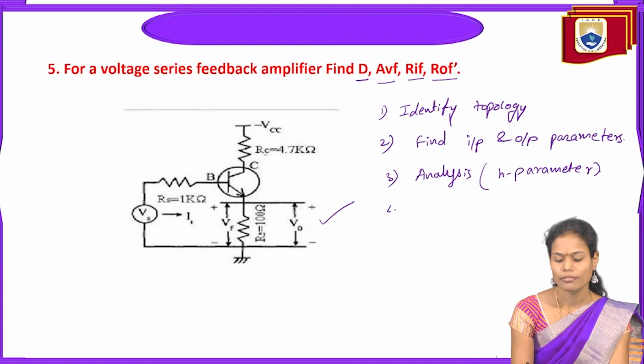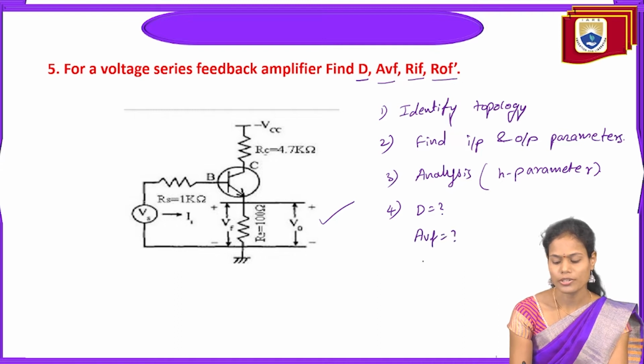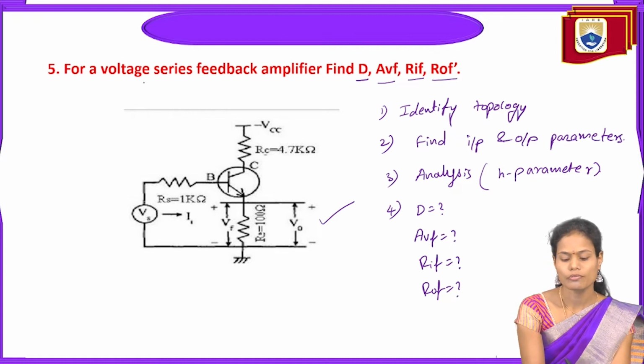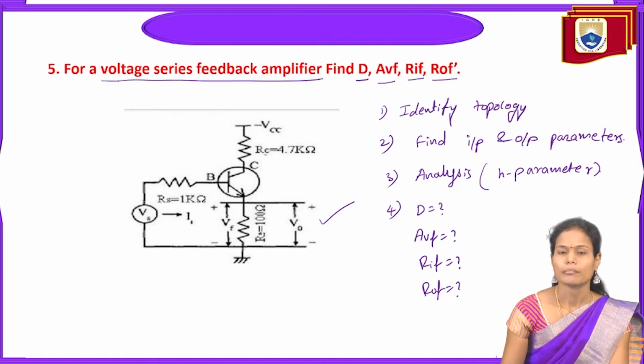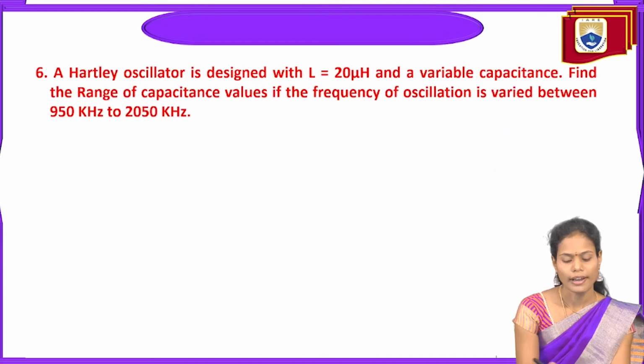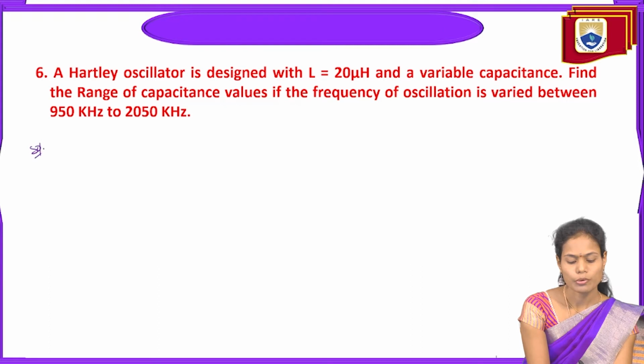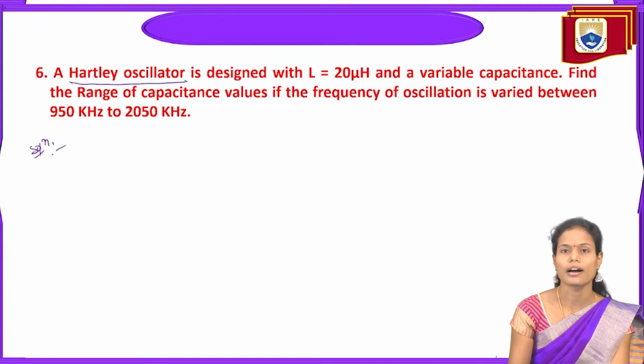Then find the asked parameters, that is the fourth step, that is distortion is how much, gain is how much, input impedance is how much, and the output impedance is how much. So this problem also we discussed in the problems on feedback amplifier session. And next problem related to the oscillators here. Why? Because they given it as Hartley oscillator.